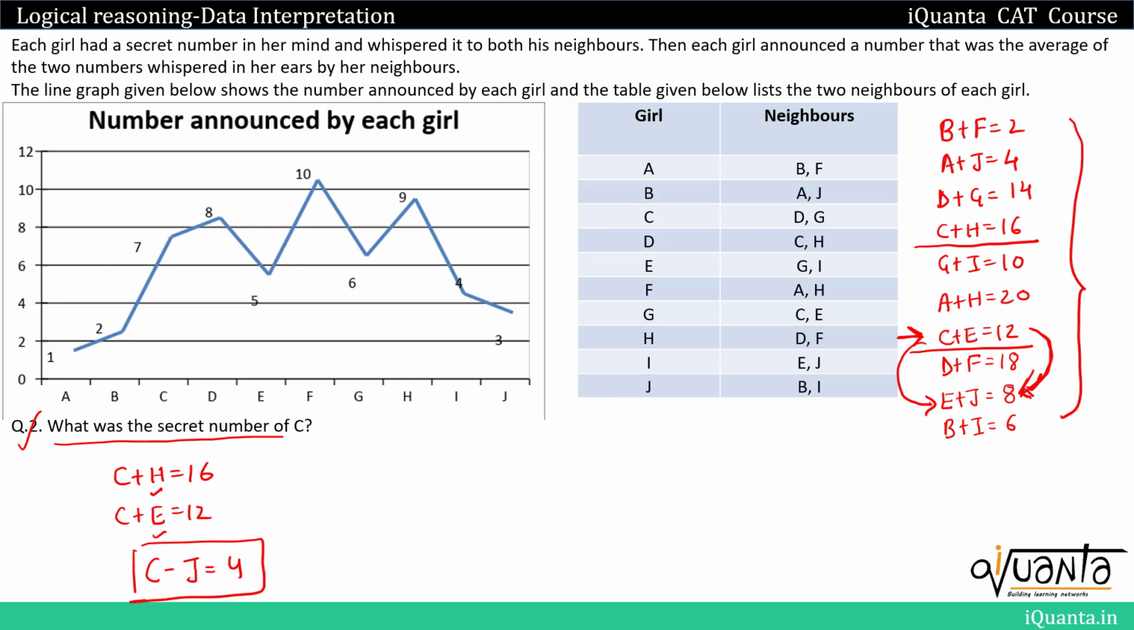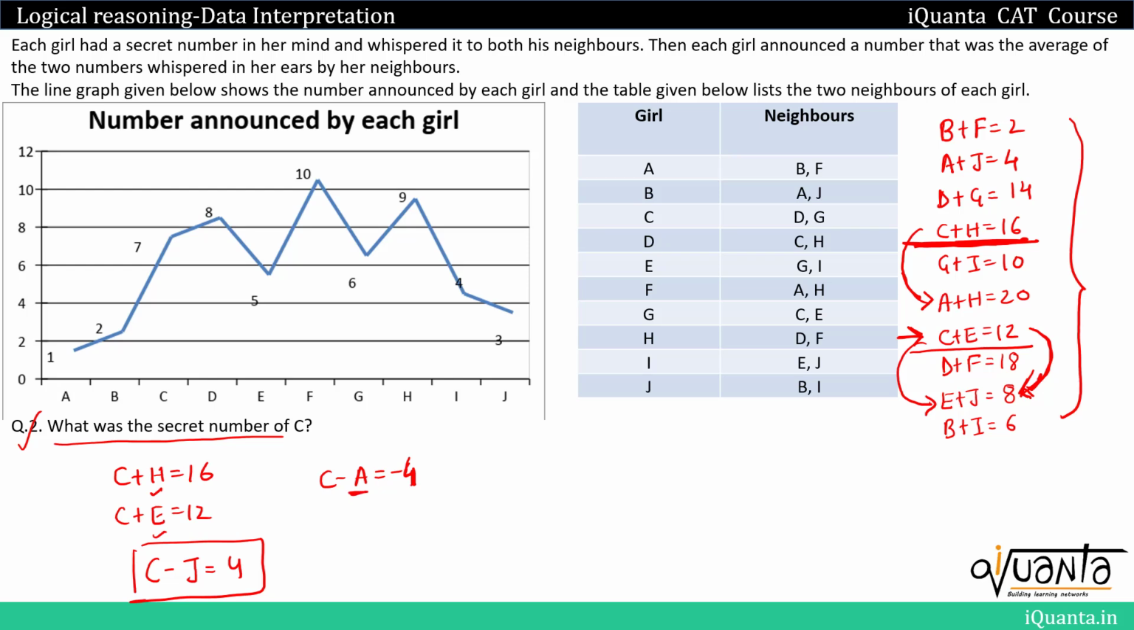Then after that, I have this equation, C plus H equal to 16. So I have to eliminate H. Let us see how we can eliminate H from here. If I subtract this equation, A plus H equal to 20, from C plus H equal to 16, I'll be getting C minus A equal to minus 4. So C minus A equal to minus 4. This is what I get. Now I have C minus A equal to minus 4, and I have to eliminate A from here.